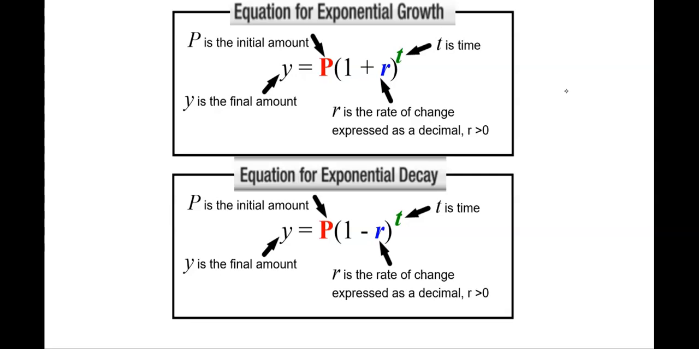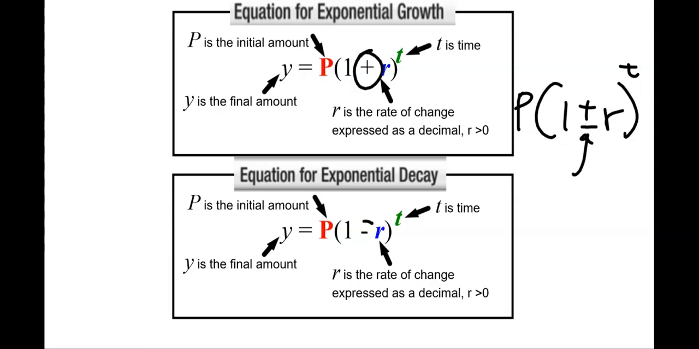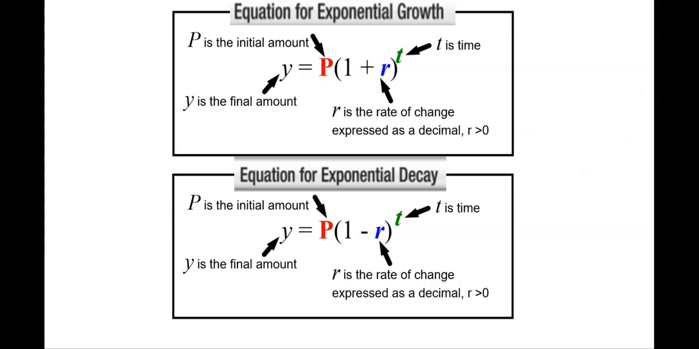Now, we have inside the parentheses here a plus or minus sign. If there's a plus sign, it's growth. If there's a minus sign, it's decay. And sometimes there's no sign at all. And you have to determine if that value in here is greater than 1, it's growth. And if it's less than 1, it's decay.